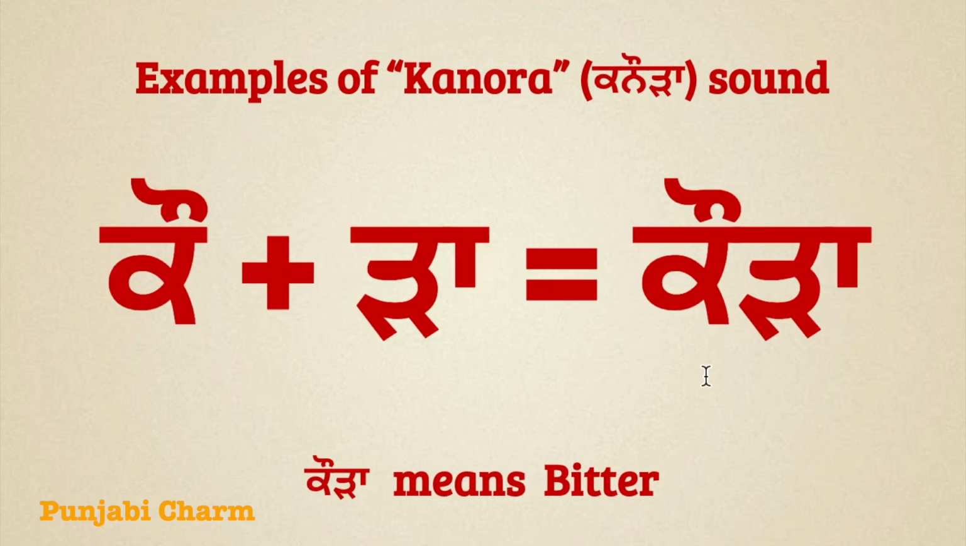The next word is Cora. Cora means bitter. And to read this word, we can say kakke nu Kanora ka, rare nu Kannada, Cora. You can repeat after me. Cora. Let's check out next word.